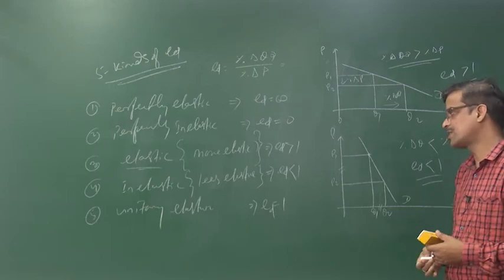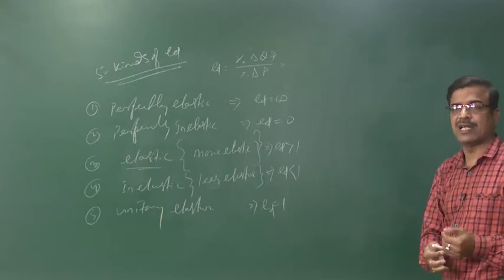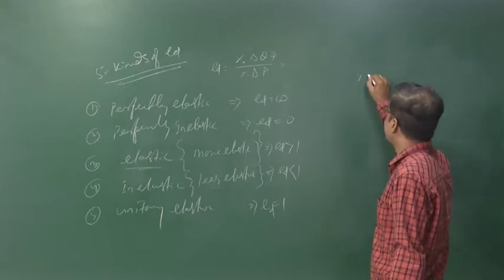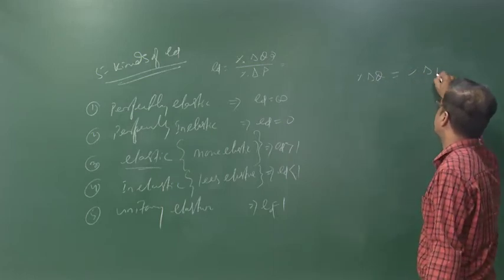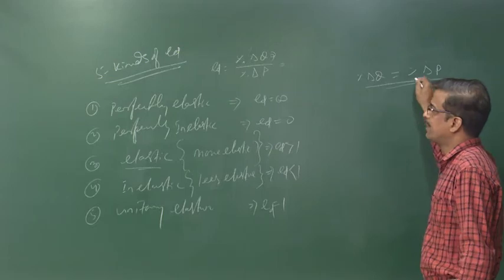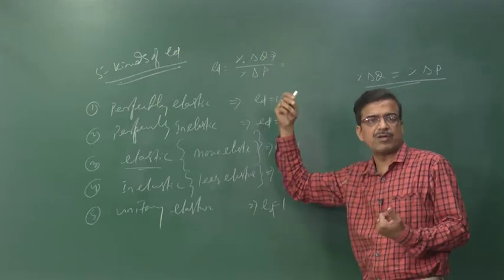Now move to the last bit, unitary elasticity. In case of unitary elasticity, percentage change in quantity demanded exactly equals the percentage change in price of the product. When the numerator and denominator are equal, they cancel out and it becomes equal to 1.